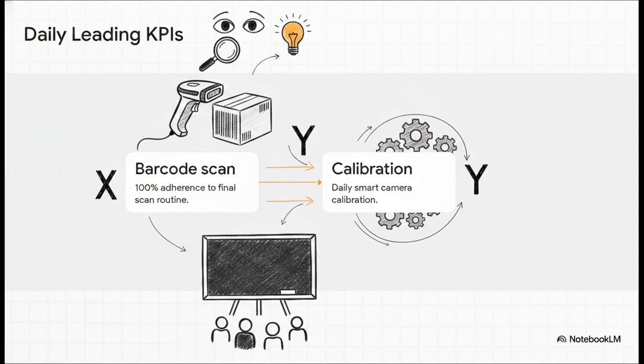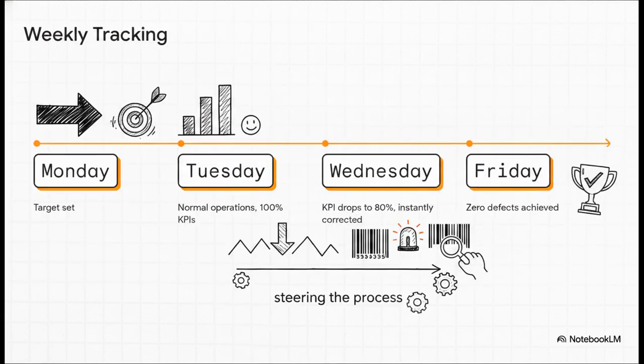Step 1, 100% adherence to the final barcode scan routine at the sealing station. Step 2, daily smart camera calibration completed before the shift even starts. These are highly specific, measurable behaviors. They are highly controllable inputs, the X's that directly guarantee the Y. Let's watch this dynamic play out live on the floor.